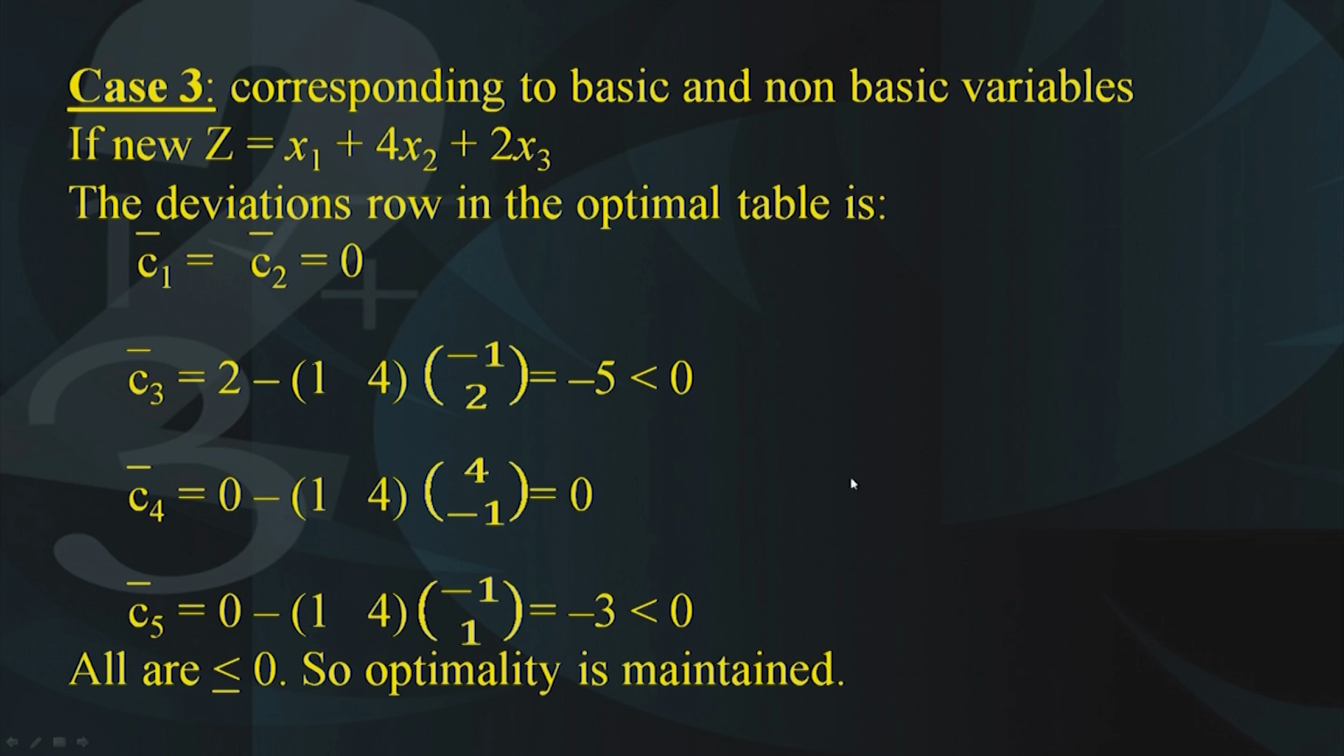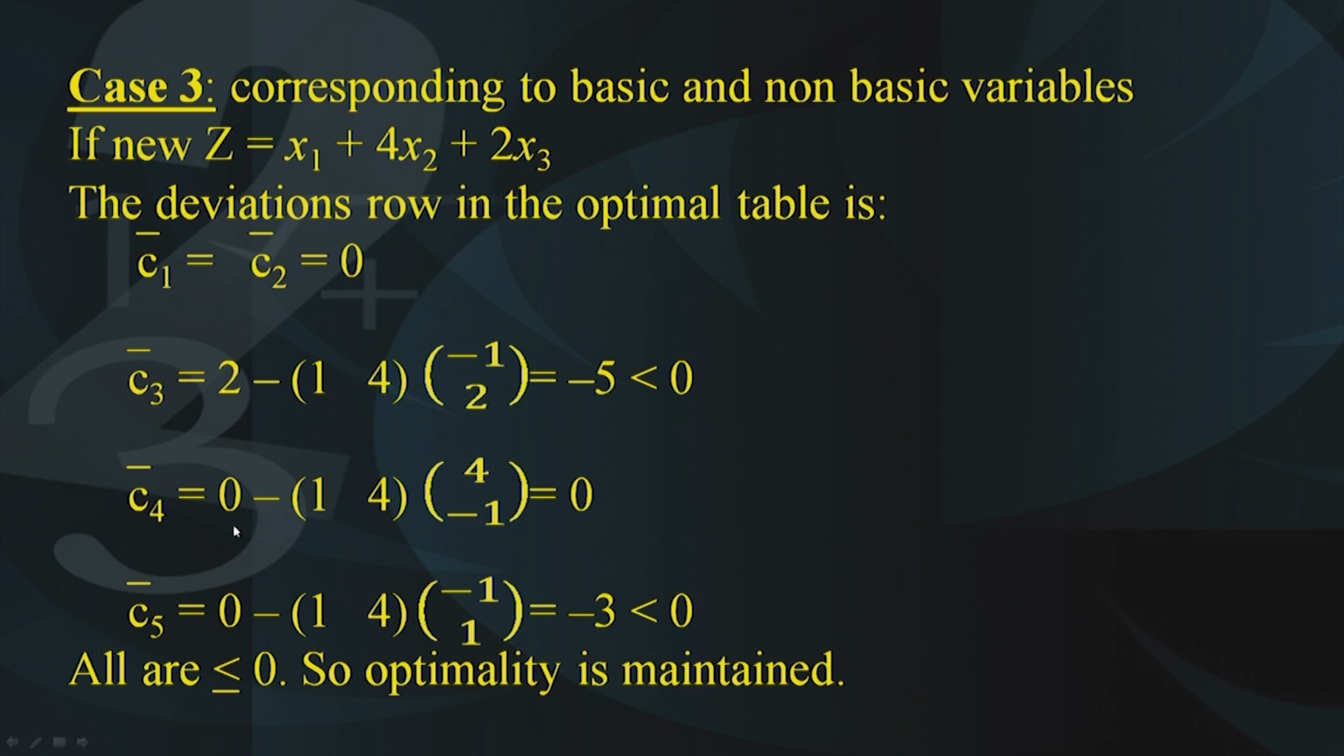Next comes the case 3. This corresponds to the basic variables as well as the non-basic variables, and this can be illustrated with the help of this example. Suppose we have a new objective function, that is our new z is x1 plus 4x2 plus 2x3. Now, let us calculate the deviation entries. The deviation row in the optimum table will be C1 bar and C2 bar will both be 0. Our C3 bar will become 2 minus 1 4 multiplied by minus 1 2, which is equal to minus 5, and as you know minus 5 is less than 0.